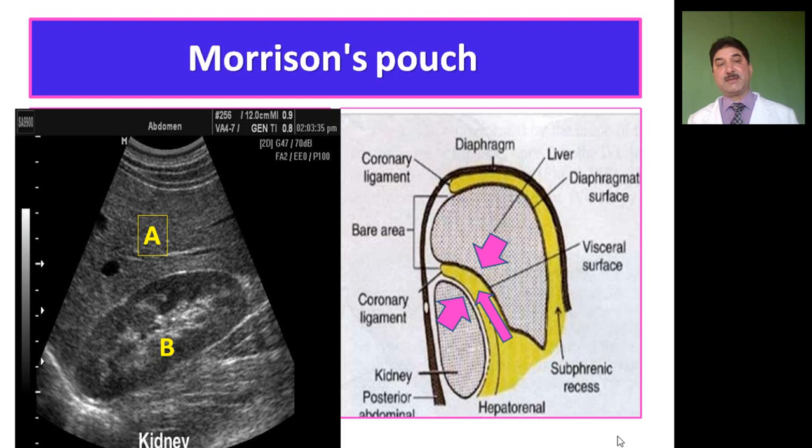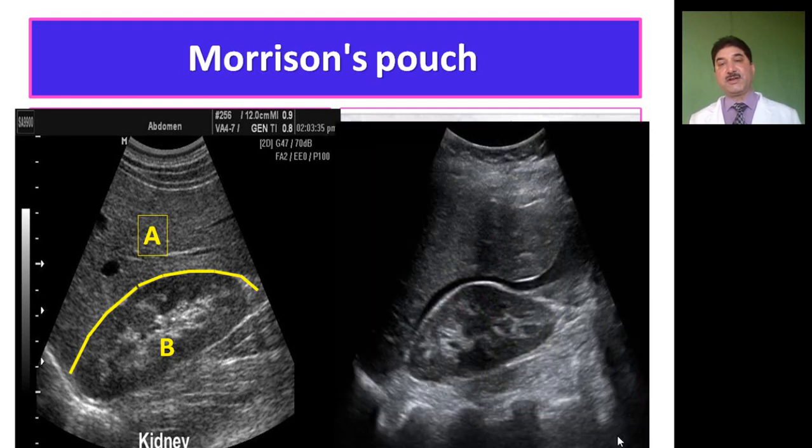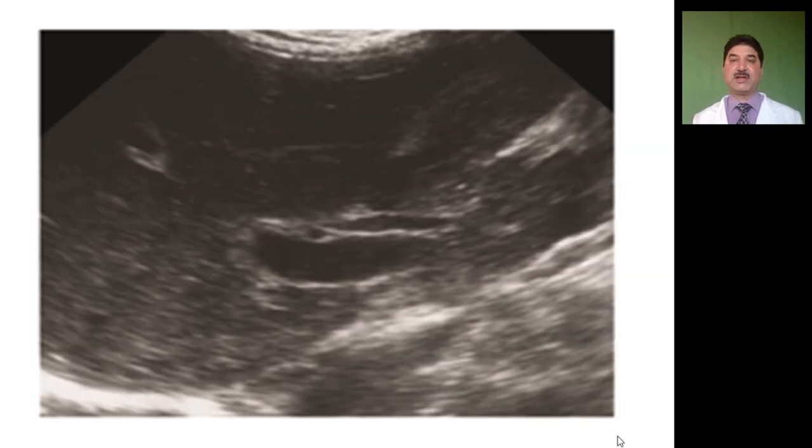So in this diagram, A represents right lobe of the liver, B represents right kidney. This glistening line represents hepatorenal pouch of Morrison. Now if this pouch is filled with fluid, it gives hypoechogenic shadow as occurs in trauma to the abdomen and other pathological conditions where fluid accumulates in the peritoneal cavity.